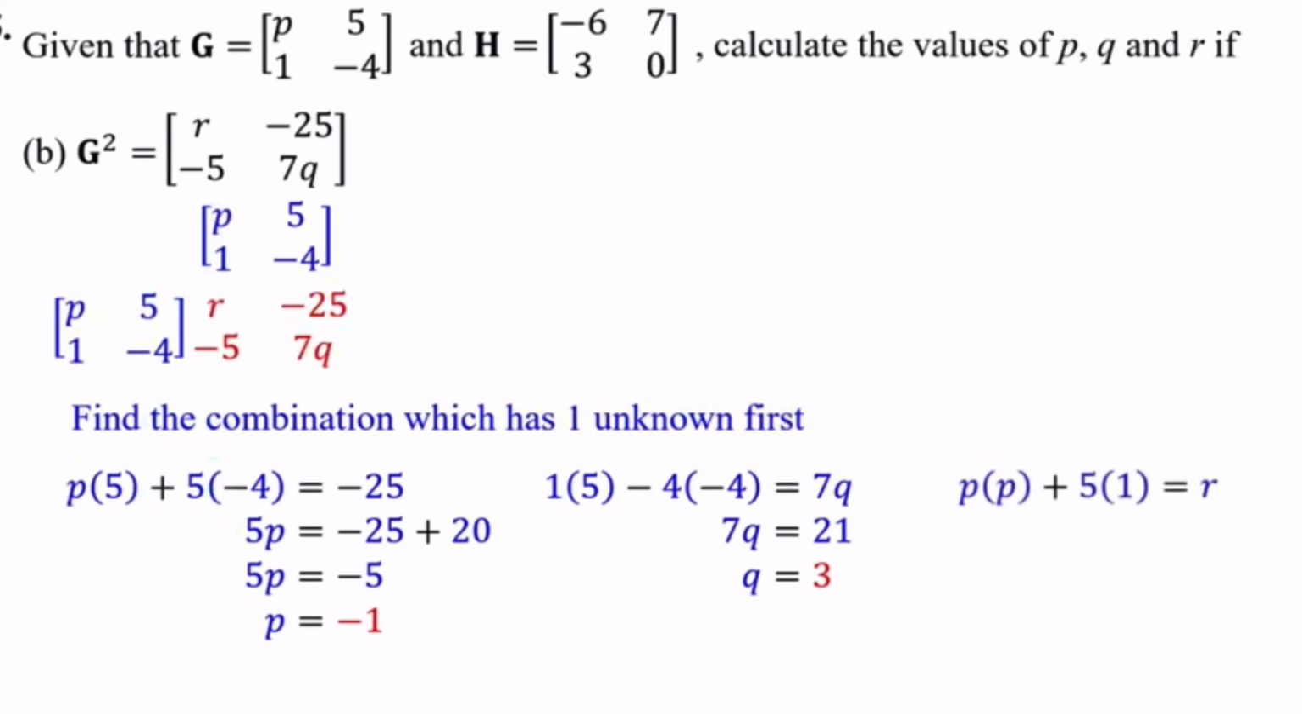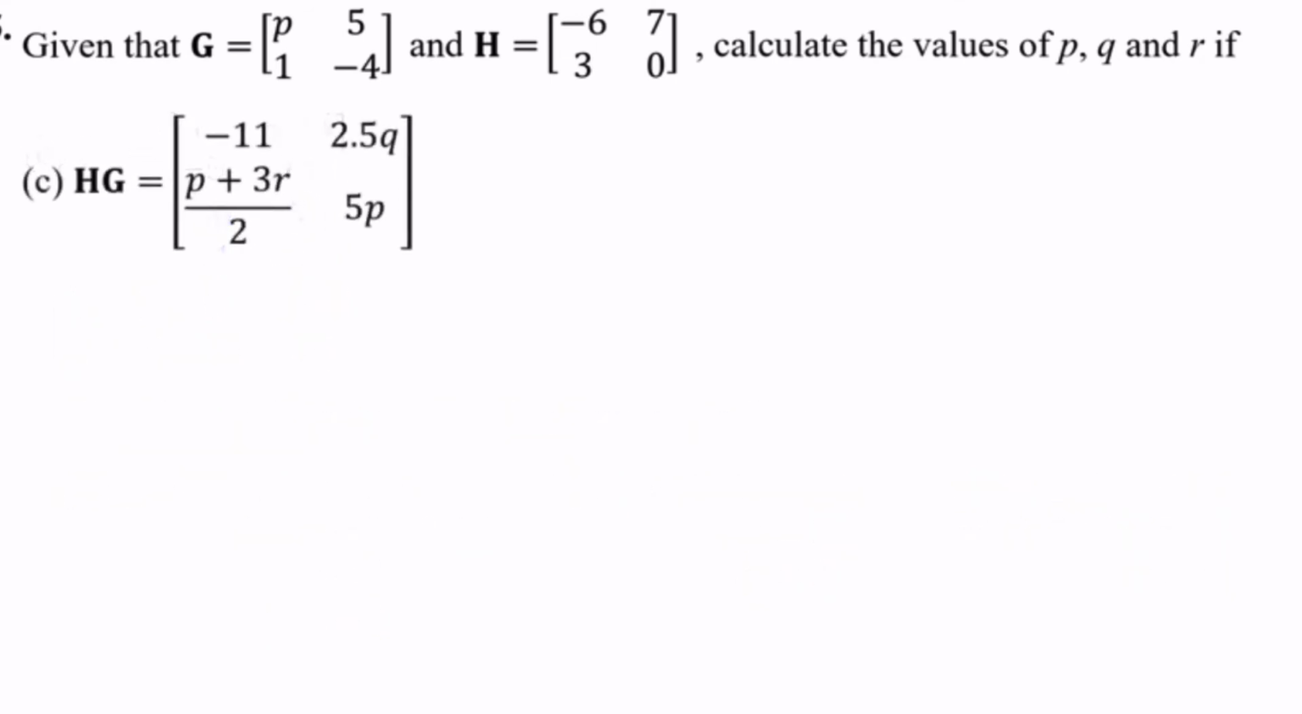P times p, p squared, plus 5 times 1 is equal to r. Then we will solve the r because we have the p, which is negative 1. So negative 1 times negative 1 plus the 5 is equal to r. So the r is actually 6. So let's proceed to C.